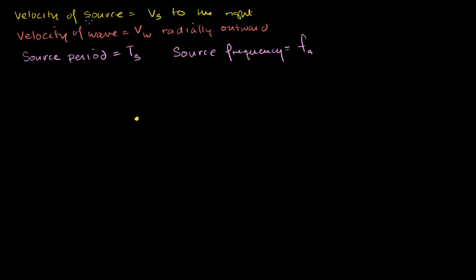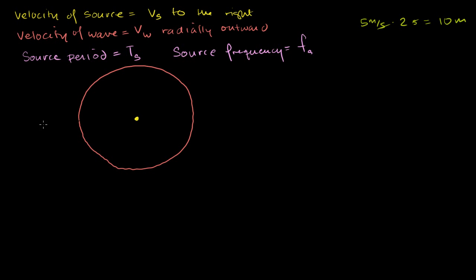If you don't believe me, I'll show you an example. If I tell you the velocity is 5 meters per second, and let's say that this period is 2 seconds, that's going to give you 10 meters. The seconds cancel out. So to figure out how far that wave will have gone after t sub s seconds, you just multiply t sub s times the velocity of the wave. And let's say it's gotten over here. It's radially outward, so I'll draw it radially outward. That's my best attempt at a circle.